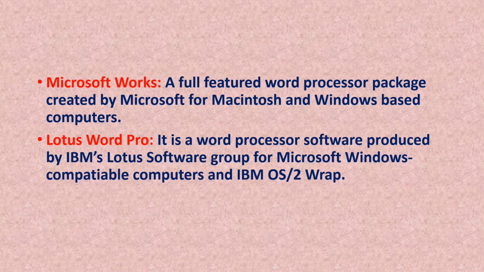So children, the fourth one is Lotus Word Pro. It is the word processor software produced by the IBM company Lotus Software Group for Microsoft Windows, and it is compatible with IBM OS/2 Warp also.